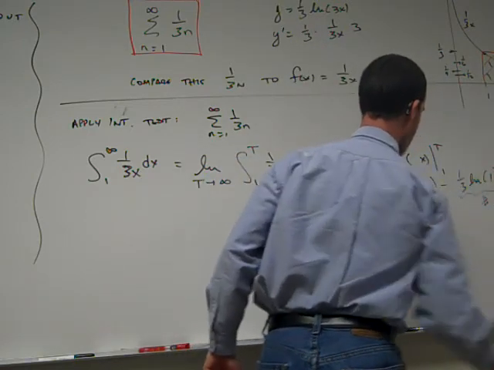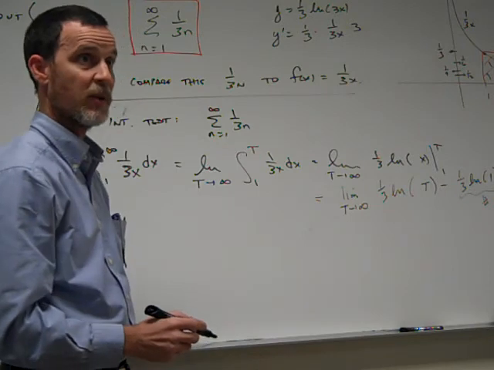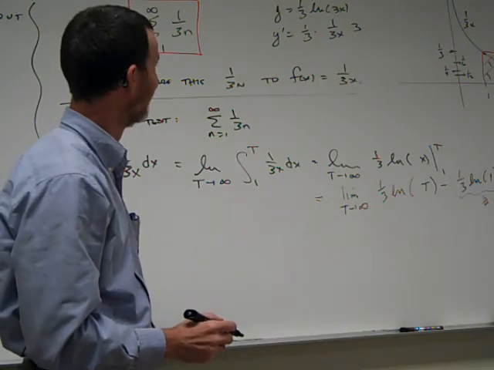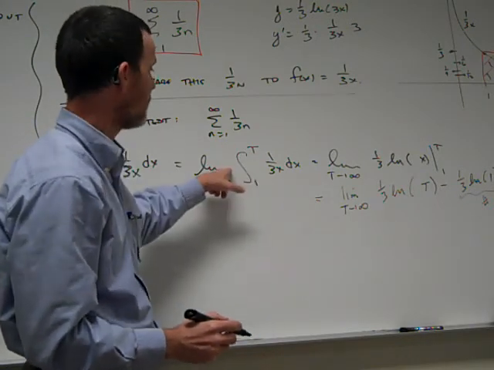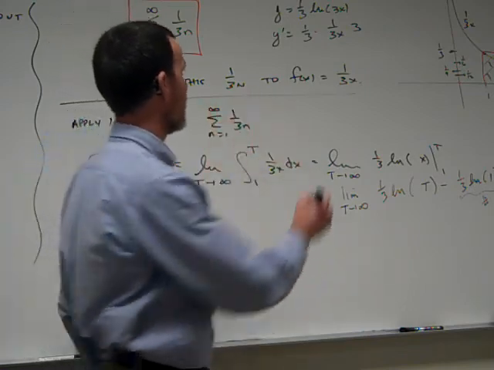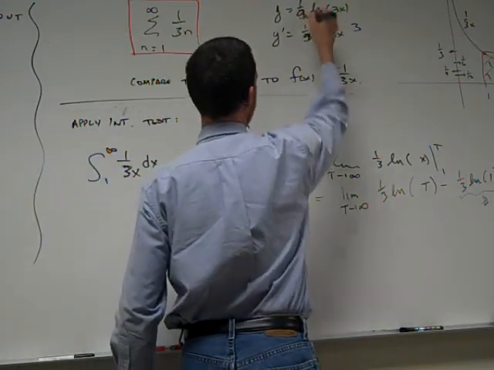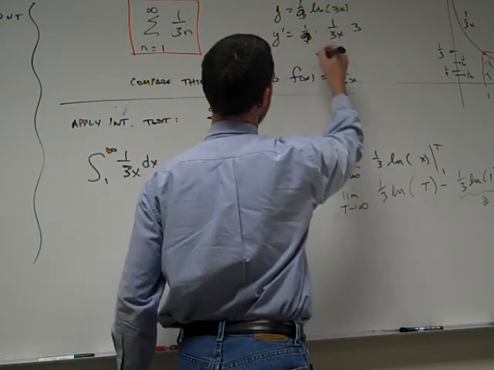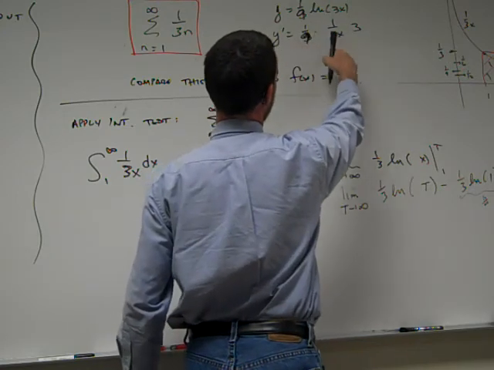Good, I love the movie. How's that? You happier now? Better. Thank you, Joseph. Yeah, the 1/3 comes out front, then it's 1/3 natural log of x. My way, I'd have to put a 9 out here, right, to get it right, because then I'd have 1/9, 1 over 3x times 3.